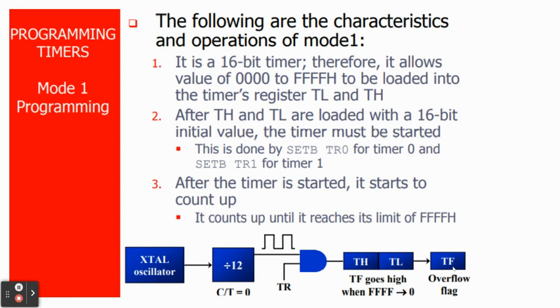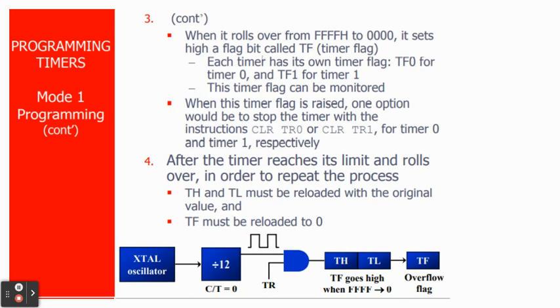And so because of that, we need to do the next part, which is, when it rolls over from FFFF to 0, we need to set the flag bit called the timer flag. We need to make it equal to 1, or rather we don't need to make it. It will be done by the computer itself or the program itself.